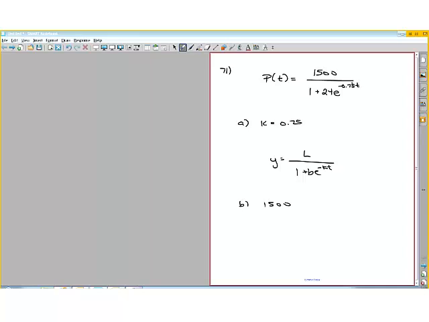Because when t goes to infinity, you get e to the minus infinity, which is 0, so that term goes to 0, you get 1501, which is 1500. So that's another way of looking at it, but it's always the numerator.